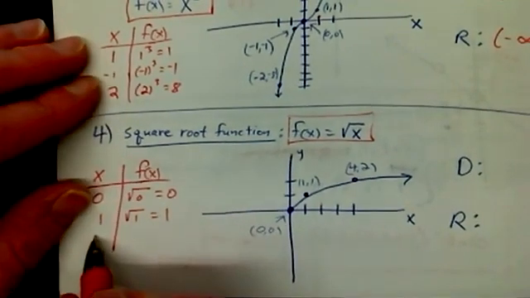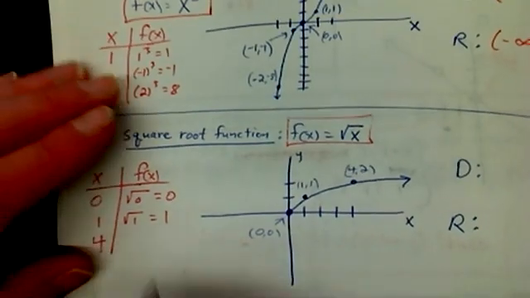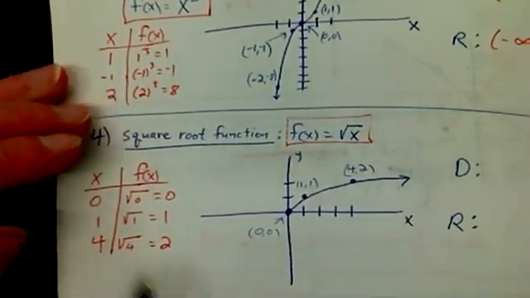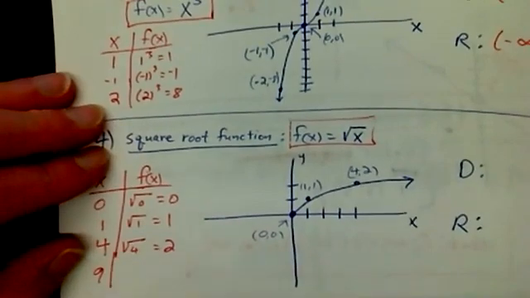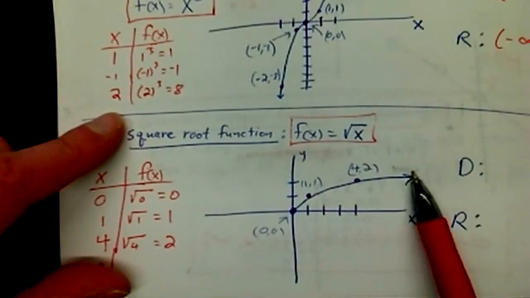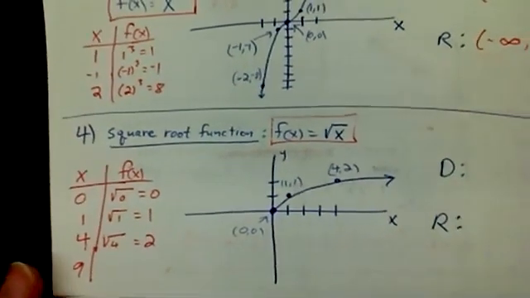But since this isn't linear, I probably want to plug in a few more to see kind of what's happening. So the next one I chose was 4. So think about why I chose 4. 4 is pretty convenient because I know the square root of 4 is 2, hence right here. And if you continue the trend, I could even put in x equals 9 and then 16. You'll notice that it's going up slower and slower as time goes on. Okay? So that's the square root function.